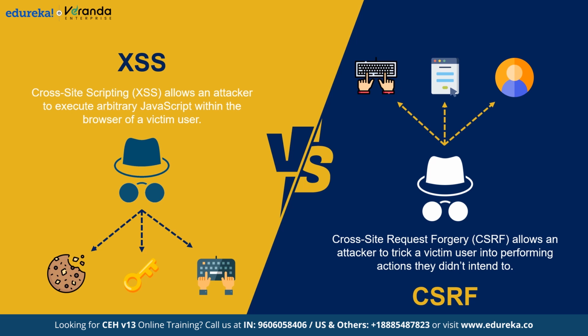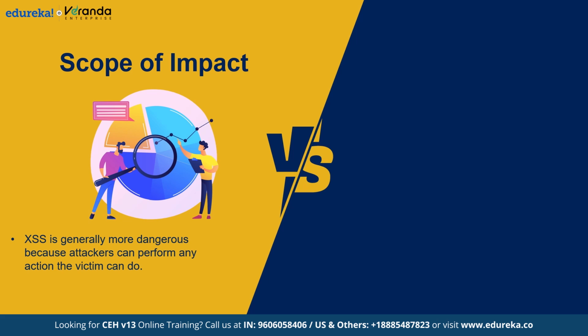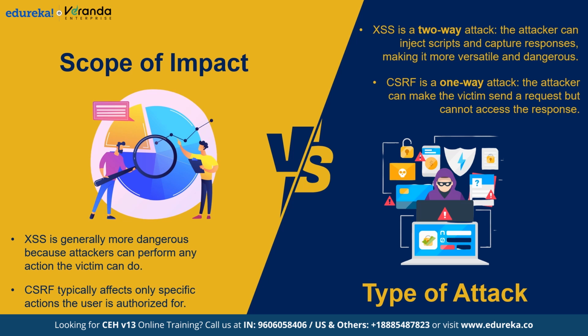Now, let's talk about the key differences between CSRF and XSS. First, if we talk about the scope of impact, XSS is generally more dangerous than CSRF because it allows attackers to perform any actions the victim can do, while CSRF typically affects only specific actions that the user is authorized for. And another thing is that CSRF is a one-way attack where the attackers can make the victim send a request but cannot access the response. Whereas XSS is two-way, meaning the attacker can inject scripts and capture the responses, making it more versatile and dangerous.